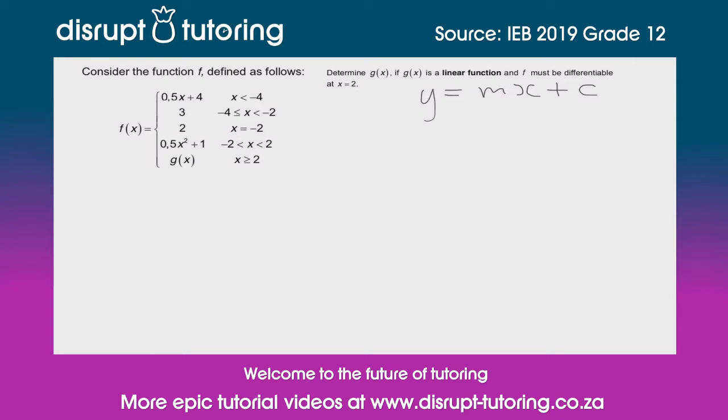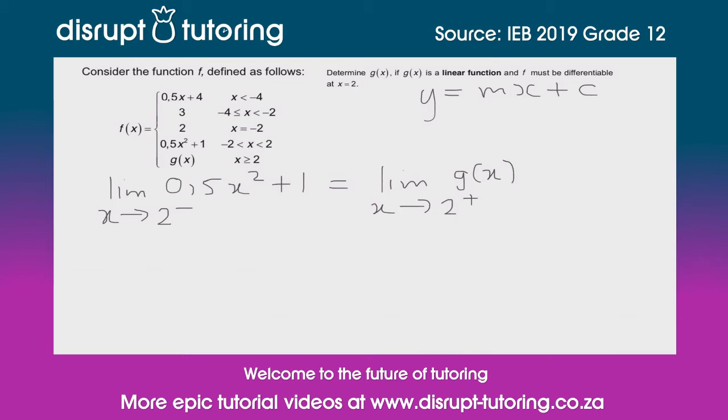It also talks about f must be differentiable at x equal to 2. So x is 2 from the left of this function, x is 2 from the right of g of x, and x is equal to 2 on g of x. Okay, so for something to be differentiable, it has to be continuous first. So for continuity, the limit as x tends to 2 from the left, which is this function, must equal the limit as x tends to 2 from the right, which is our g of x, and must equal the function value at 2.